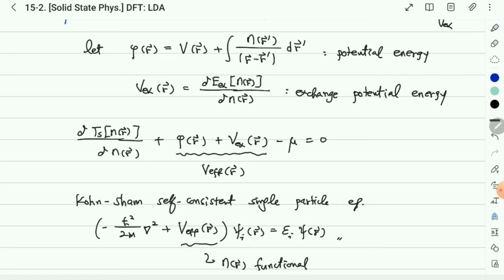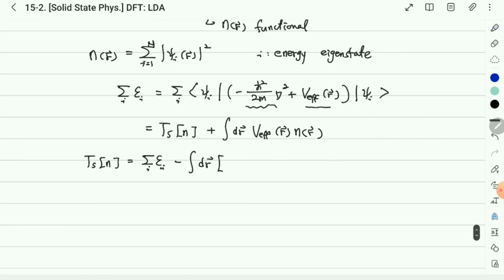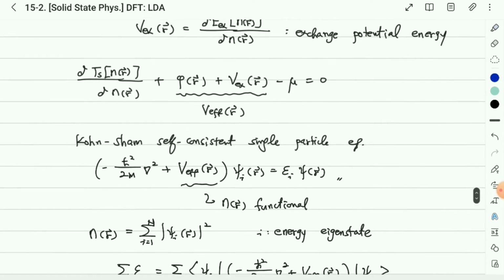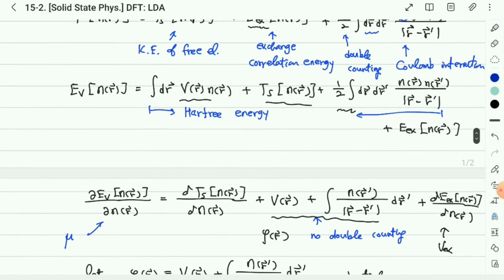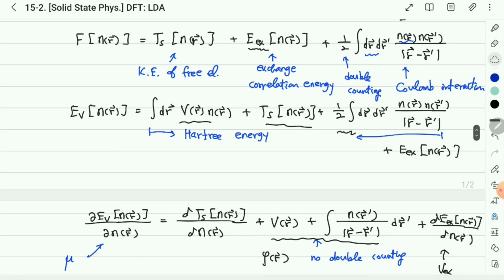Therefore, I will write it in explicit form. The first term is V(r) plus the integral dr prime of the Coulomb potential n(r prime) over |r minus r prime|, and also the effective exchange potential V_ex(r). The first and second terms are phi, and the third term is the effective potential, and it is n(r). Then we should solve for the total energy. Where does the total energy come from? It comes from this one.